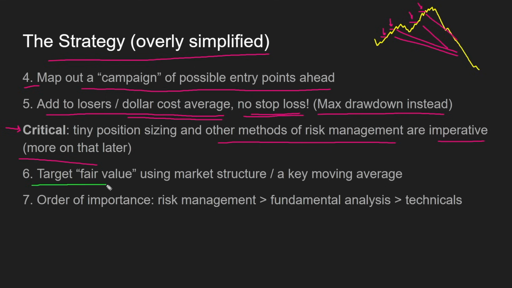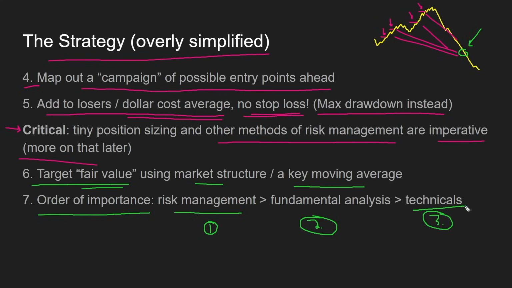In terms of targets, on a technical basis, we're going to use some sort of fair value metric, oftentimes a moving average or a key level of market structure, to target where we want to get out of the trade. Where are we going to lock in profits? I'll discuss that more as we get into the technical side of things. And the order of importance here, risk management is number one. This is the most important component. Fundamental analysis or directional bias is number two. And technicals are important, but they are the least important of the three.